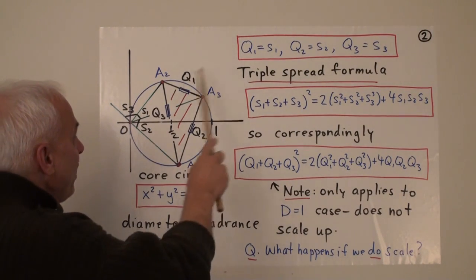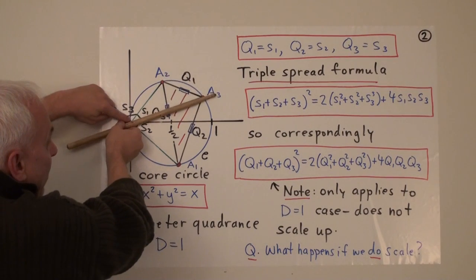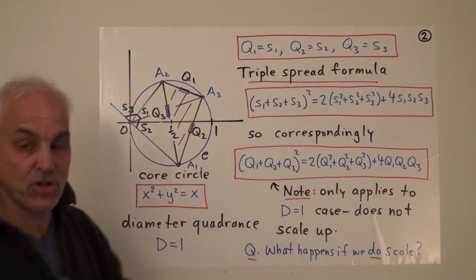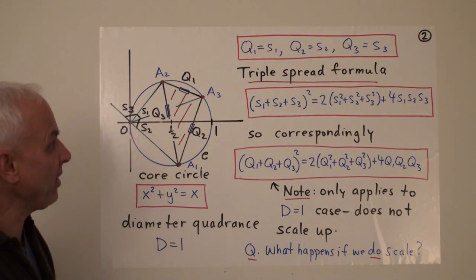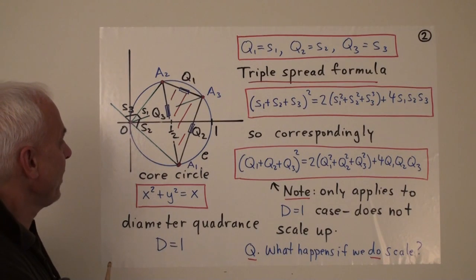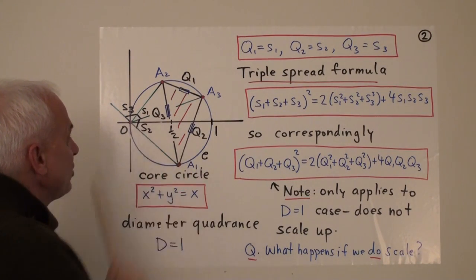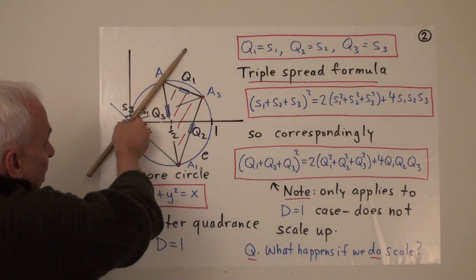More particularly, this quadrance Q1 is exactly the same as the spread S1 here. The spread between these two lines, or if you prefer, the projective quadrance between these two projective 1-points, same thing, they're exactly equal. Similarly, Q2, this quadrance here, is the same as the spread between those two lines, and Q3, the quadrance here, is the spread between these two lines.